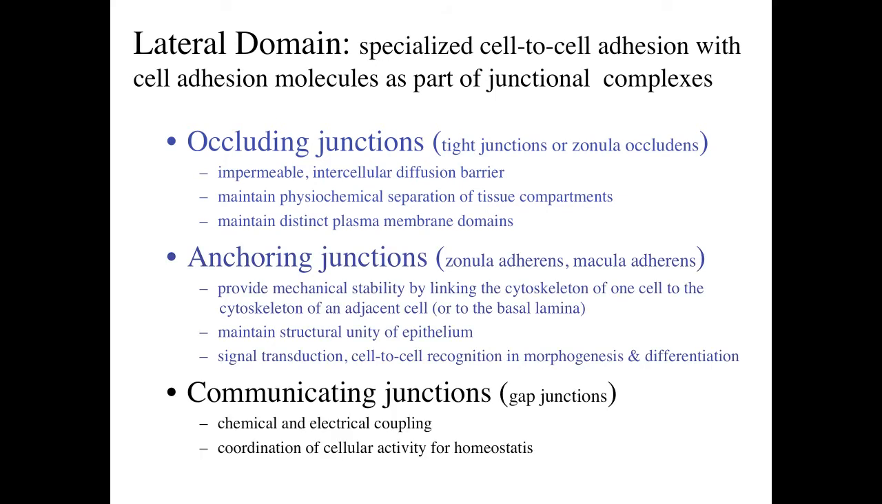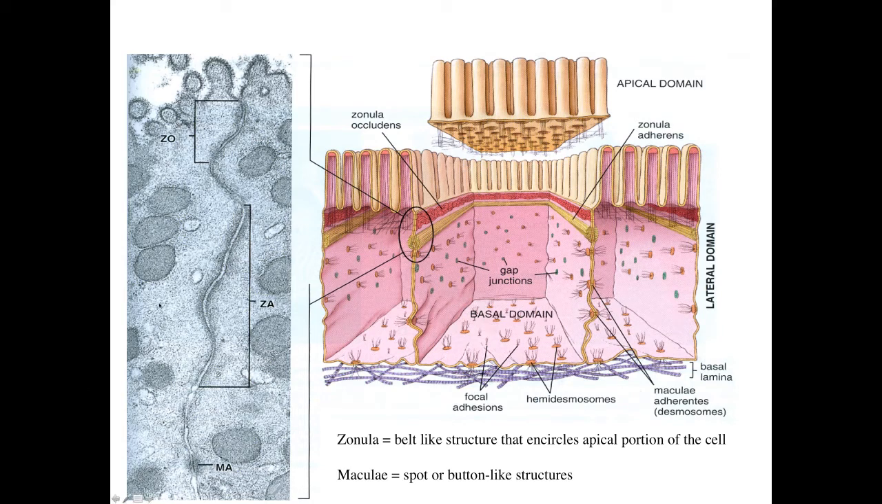And finally, we'll look at communicating junctions, also called gap junctions. These structures allow for chemical and electrical coupling between cells, and they play an important role in the coordination of cellular activities for homeostasis. I've got an electron micrograph displayed on the left-hand side of this image, and it's showing zonular occludens, zonular adherens, and then macular adherens.